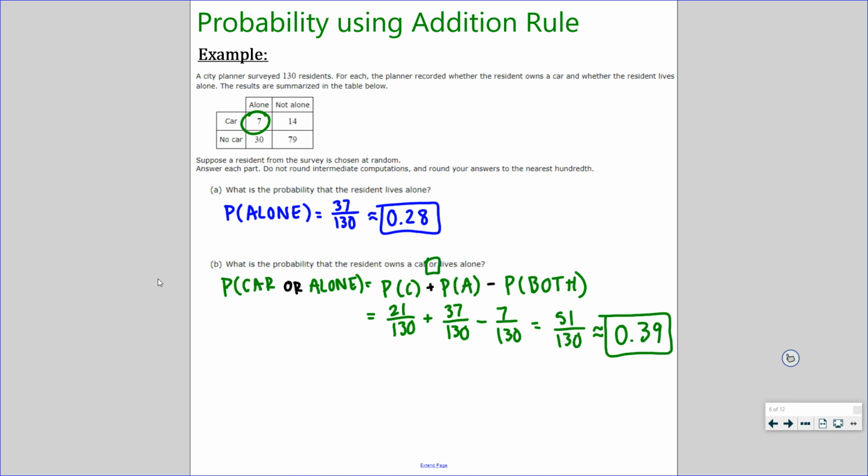You could have also done this by just counting the ones that fall in this category. So the ones that own a car or live alone would be this one plus this one plus this one, right? You could also do it that way. You don't have to use the addition rule. You could have just literally been like, well, how many own a car? 21. Or live alone. Well, there's 30 that I haven't counted yet, and that'd still get you to that 51. Does that make sense?